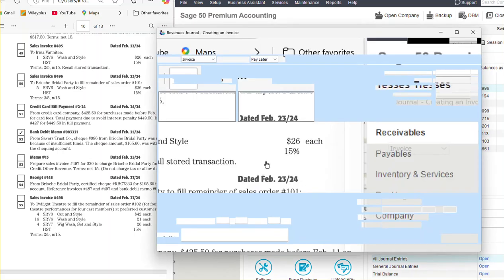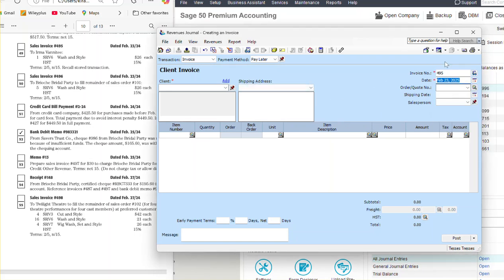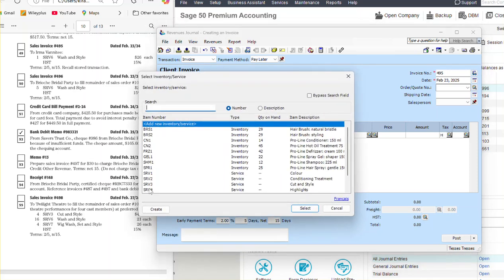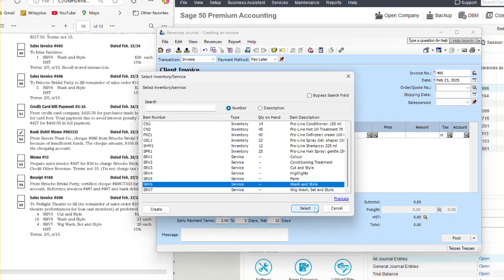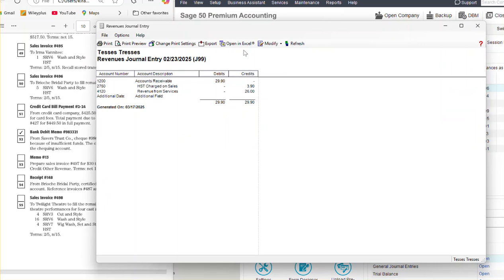I'm going to client services. I'm going to go to February 3rd, the invoice number 4, and it is Arma. So we are going to go to SRV6, and that will be your 1. So let's see if you could display a transaction and see what your transaction should look like. So that should be right.